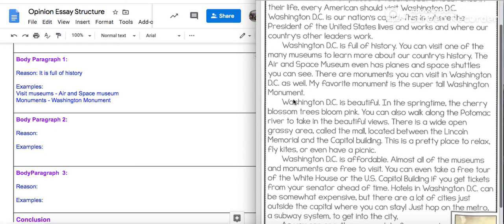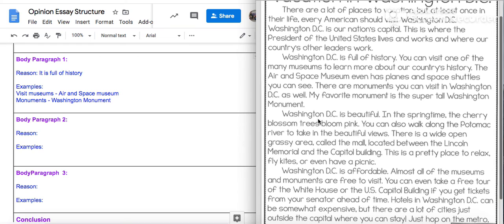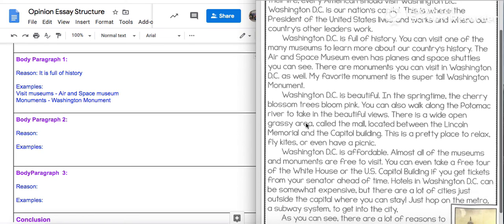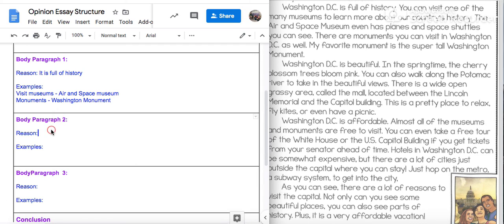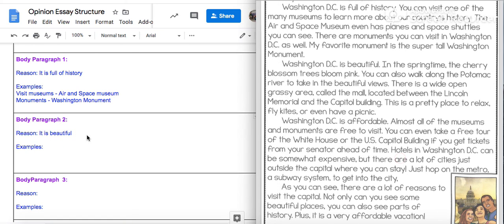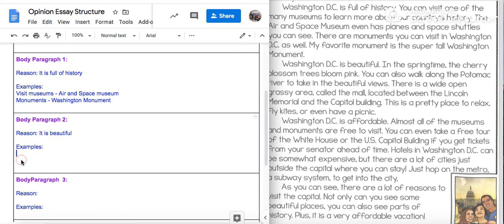So paragraph 3, notice that this is the second body paragraph. She's going to state her second reason. Washington, D.C. is beautiful. By now, I'm sure you can guess that the reason is it is beautiful. That's why people should visit it. Then she gave her examples. She talked about in the springtime, the cherry blossom trees bloom. I'm just going to write cherry blossom trees.